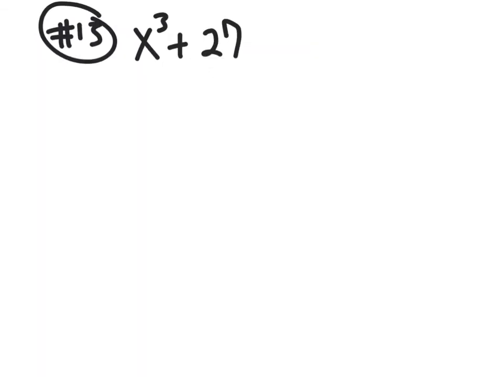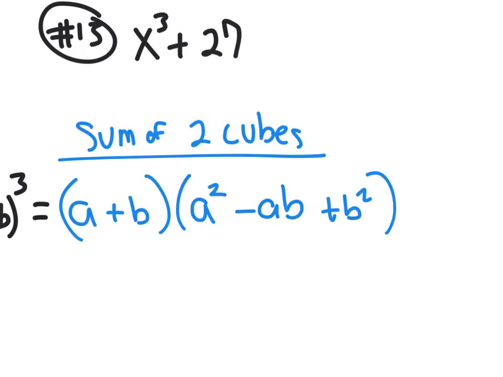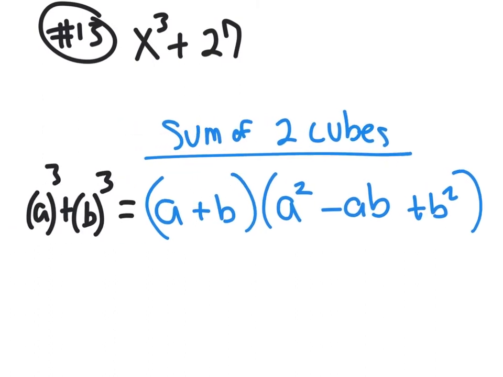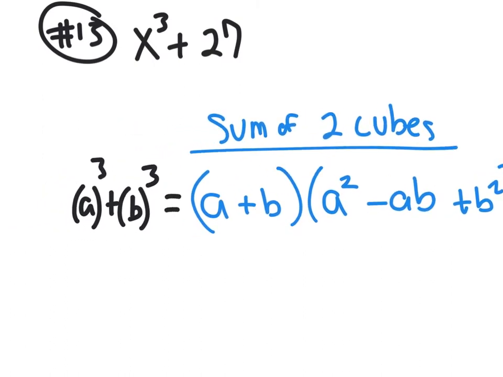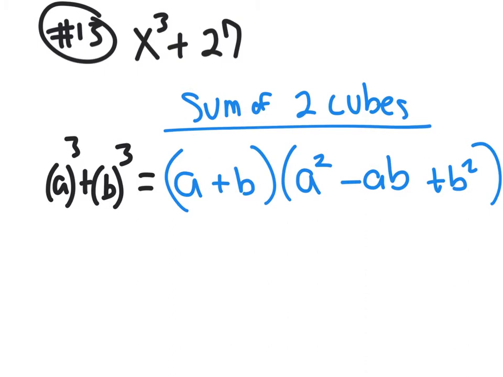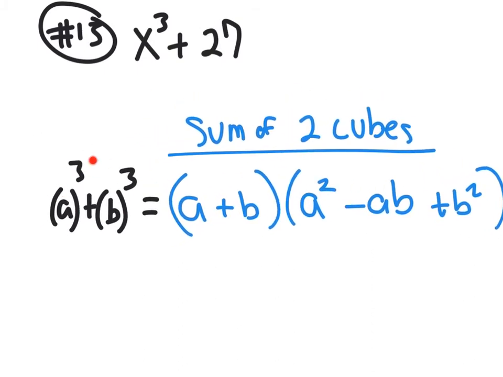So on number 13, we're going to be using the sum of 2 cubes formula. And the sum of 2 cubes formula is a binomial times a trinomial, exactly what you see here. The key to applying the sum of 2 cubes formula is to be able to identify your A and your B. So this right here is not part of the formula, but it's important to do this to be able to identify your A and your B value. So up on the original question, as a matter of fact, I copied it down wrong. It's x to the third plus 27 equals 0.